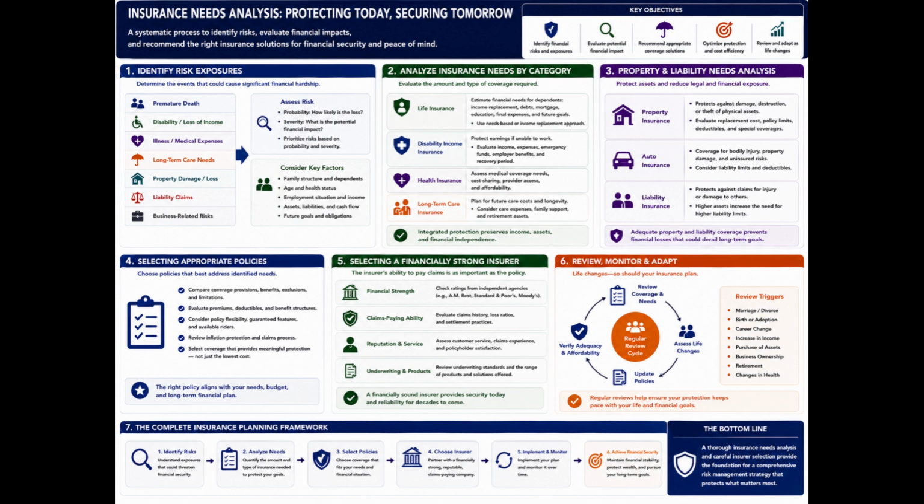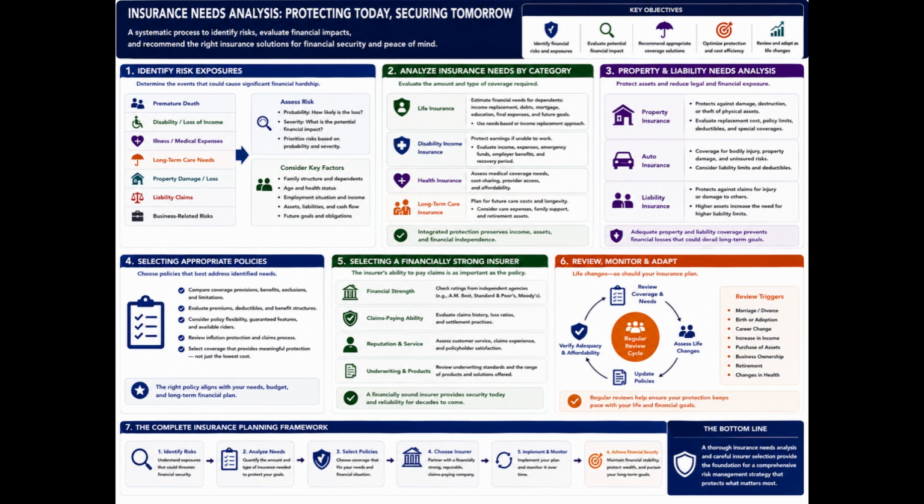Considerations may include policy flexibility, guaranteed provisions, claims processes, inflation protection features, and available riders. Thorough policy evaluation helps ensure that insurance solutions provide meaningful protection when losses occur. Insurance company selection is equally important because the quality of protection depends on the insurer's ability to fulfill future obligations.